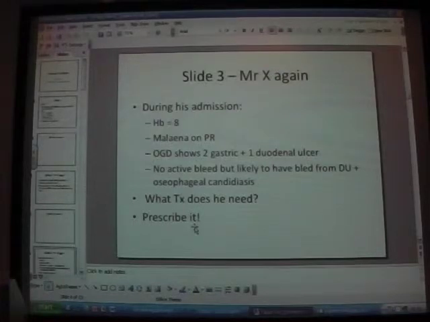Sometimes they don't actually clearly say active bleed, but they will say something like injected with adrenaline. And then you know, okay, there was obviously something actively bleeding that they had to stop. Okay? So there was no active bleeding in this chap. But they said that he was likely to have bled from his duodenal ulcer. Oh, by the way, he also had esophageal candidiasis, just as a side note. So what treatment does he need?